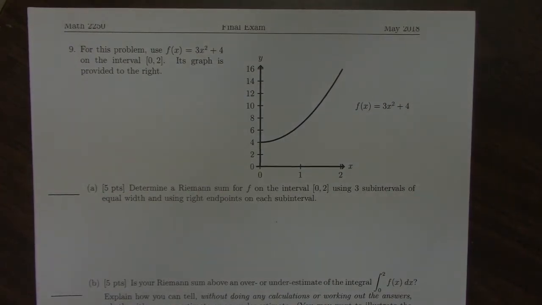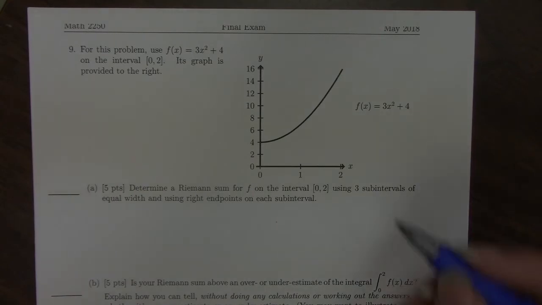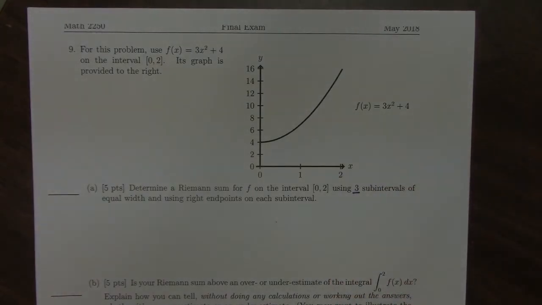Number 9 says, use the function f of x equals 3x squared plus 4 on the interval from 0 to 2. It says its graph is provided to the right. Part A says, determine a Riemann sum for f on the interval from 0 to 2 using 3 subintervals of equal length and using right endpoints on each subinterval. So since the graph is given, it's going to be much easier for us just to draw the 3 rectangles and calculate it that way.